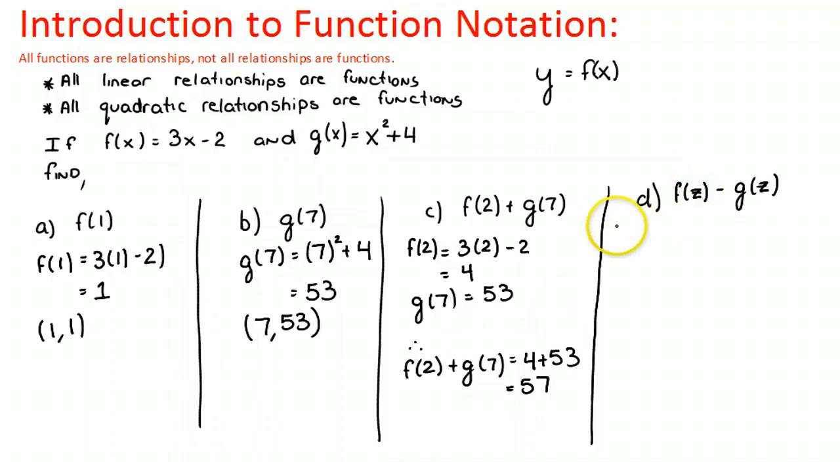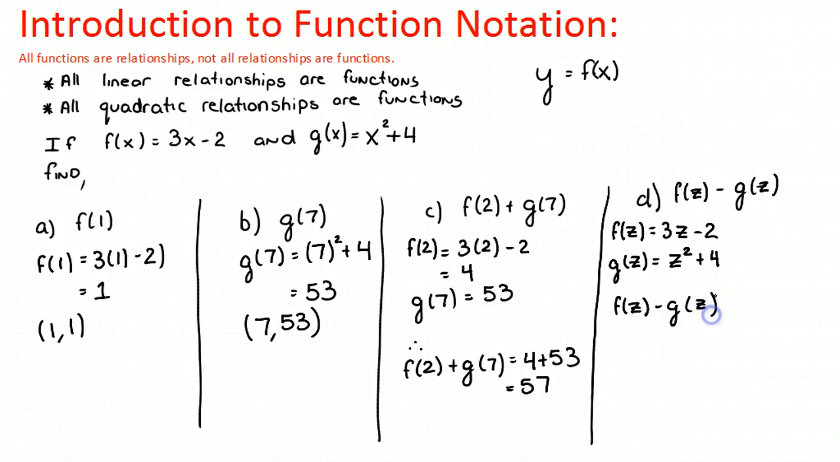So what I simply do, and we'll do this in 2 steps, f at z is equal to 3 times z minus 2. Now let's do g at z is equal to, well, z squared plus 4. So in this question, we're interested in f at z minus g at z. And watch here, this minus sign can be a little tricky.